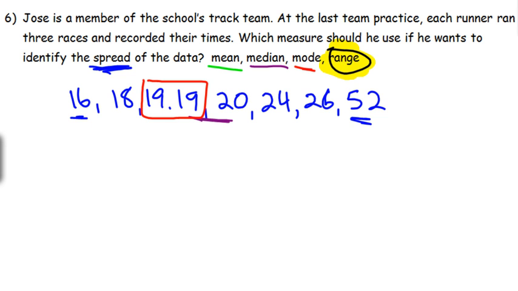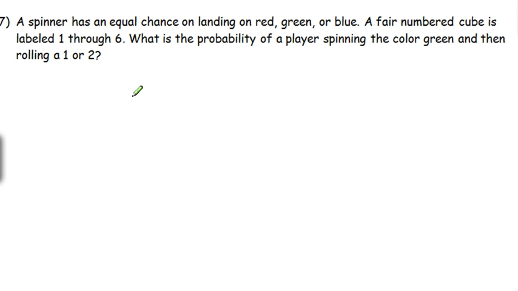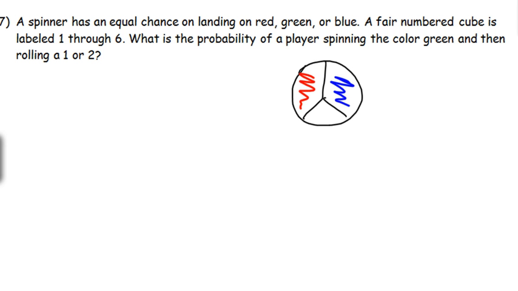Okay, that's it. Number 7. We've got a spinner with an equal chance of landing on red, blue, or green. So we can make a spinner here. Since there's only 3 colors, we split it into 3 parts. And we have red, we have blue, and we have green.